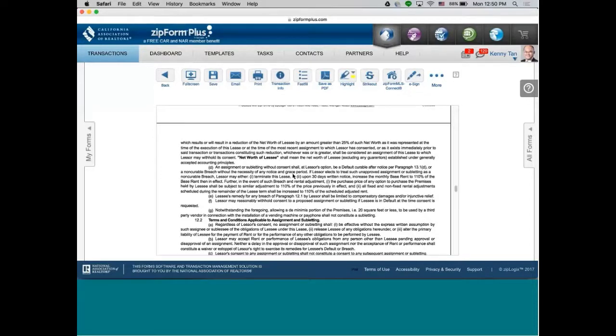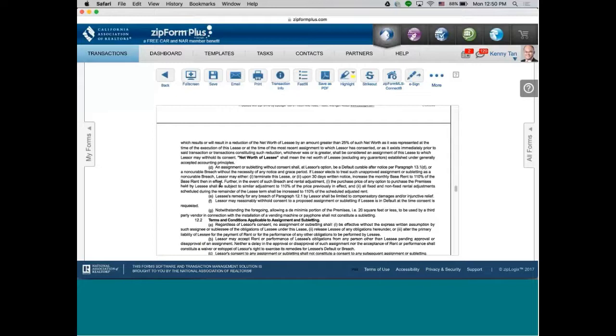and it could result in termination of the lease. For example, it says here, lessor may either terminate this lease or upon 30 days written notice, increase the monthly base rent to 110% of the base rent then in effect. So whenever you have an unauthorized assignment, the landlord has a choice of terminating the lease or increasing the base rent by 10%. Okay? Increase the base rent to 110%, which means the same thing as increase the base rent by 10%. Okay?